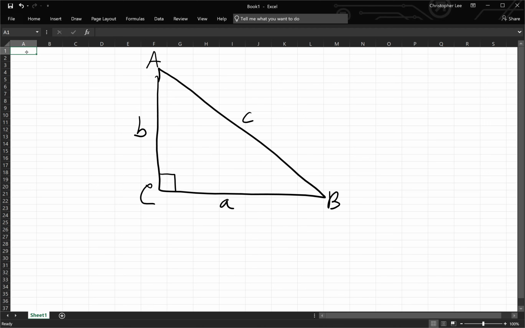So what did they give me in the triangle? Did they give me any legs, any angles? No? So B is 3, A is 7, and then they want to know what is C, right?